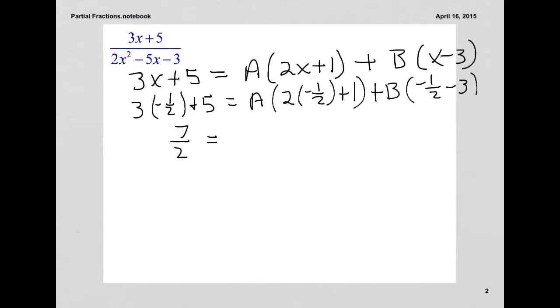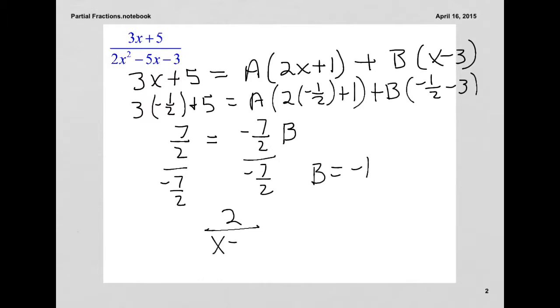equals negative 7/2 b, okay, now all I got to do is divide both sides by negative 7/2, and b equals negative 1. We're now ready to plug into my equation, and my new partial fraction is going to be 2 over x minus 3 minus, because the 1 was negative, 1 over 2x plus 1. And again, there's another example of how to change to a partial fraction.